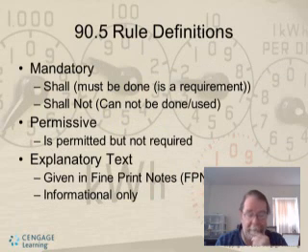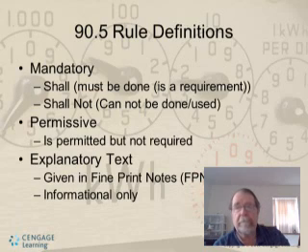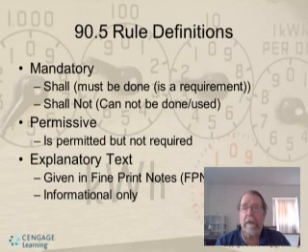Now, rule definitions, you have certain terms here that are in the text, and it may use terms like shall and shall not. Shall must be done. In other words, a requirement. It cannot get by without doing it, or else you're not going to be going according to the code. Shall not, which means it cannot be done. In other words, it's a definite no, and it'll show you in the book. Now, permissive is permitted but not required. In other words, what they're saying here is you can do it, but it's not a required part of the code, but it's a good practice.